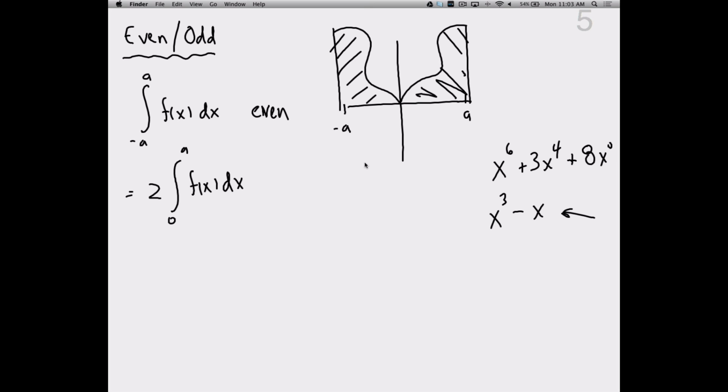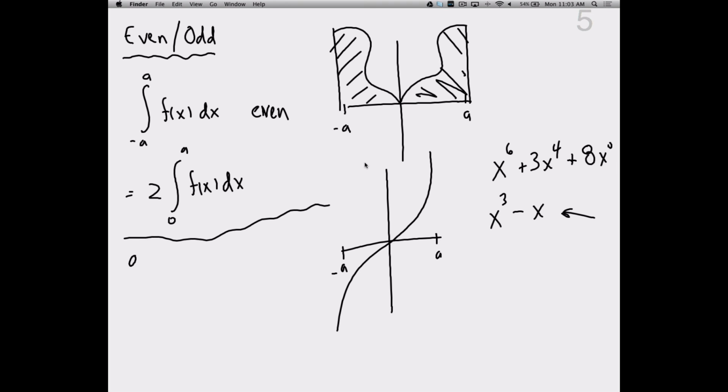Plug in negative. Too much work. Flip the picture over. It looks the same right side up as upside down. So something like this. Well, yeah. Okay. Now, suppose I go from negative a to a on this function. Okay, so that's even. Here's odd.